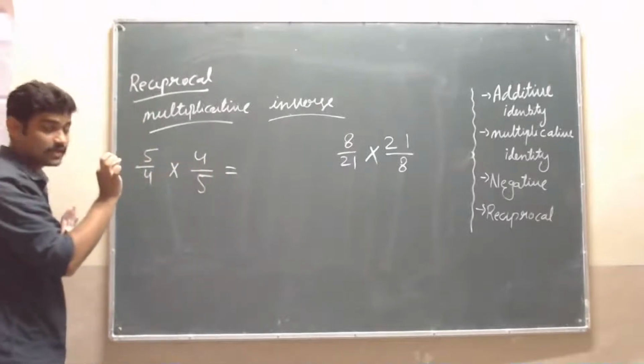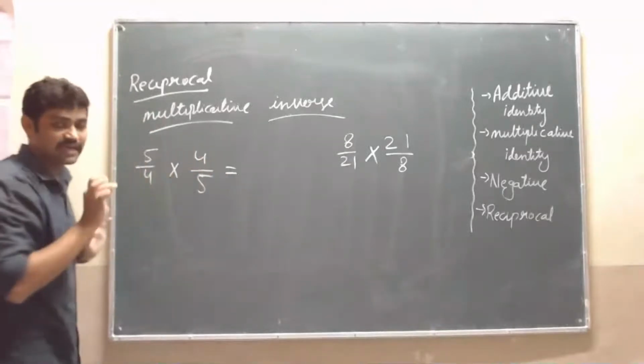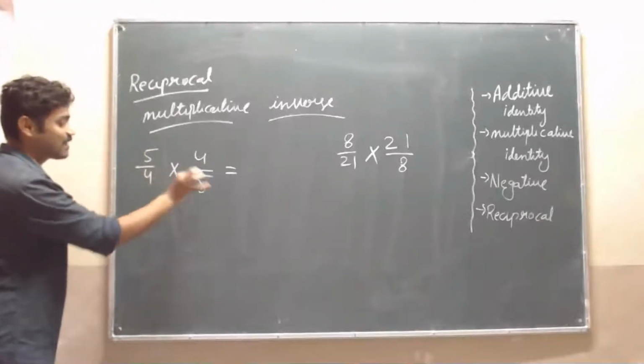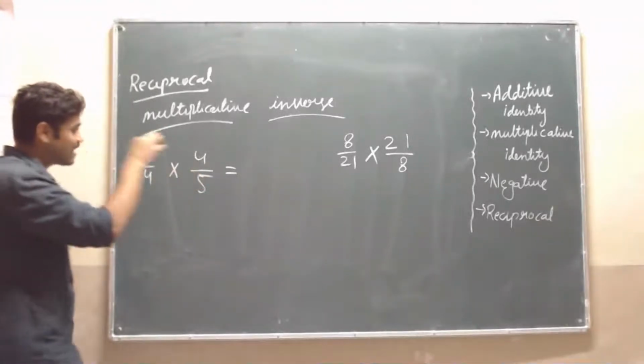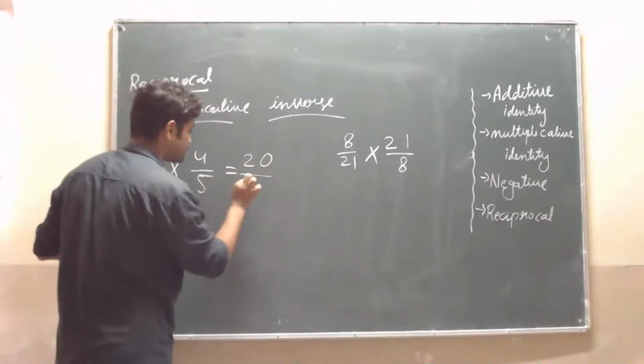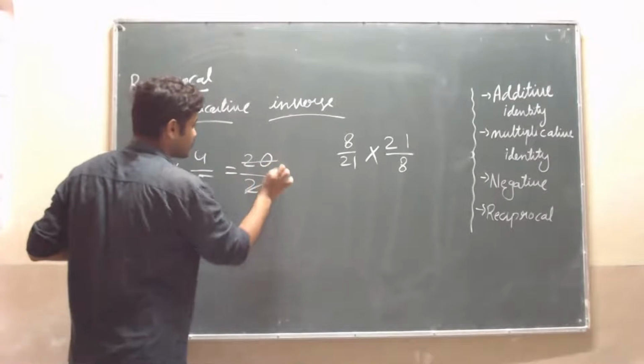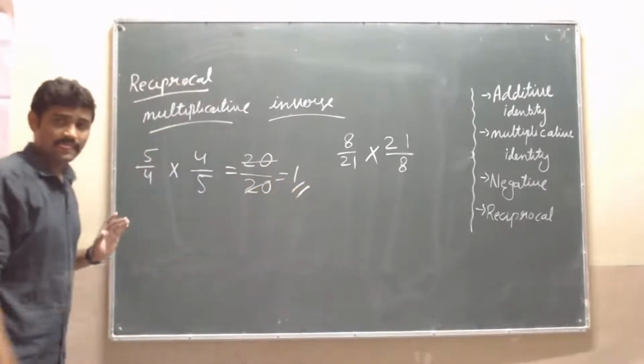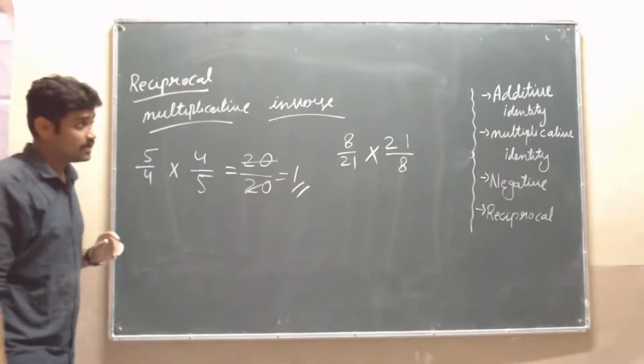While multiplying, the numerator is multiplied with the numerator only and the denominator with the denominator. Then what is the answer? 5 4s are 20, and 5 4s are 20. 20 by 20 is 1. Then the answer will be 1. Simple.